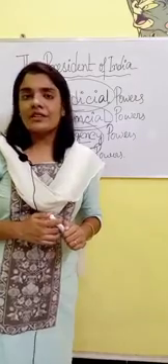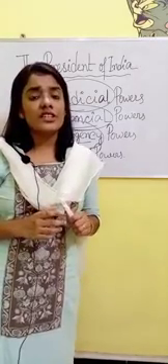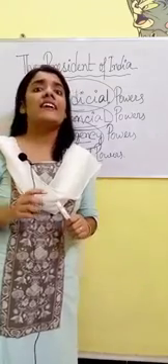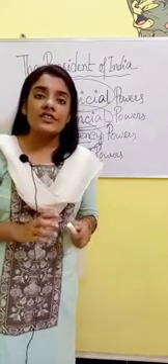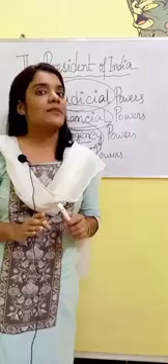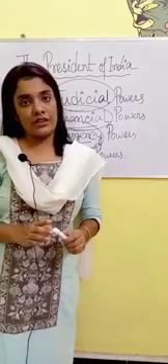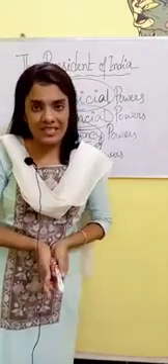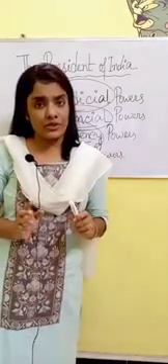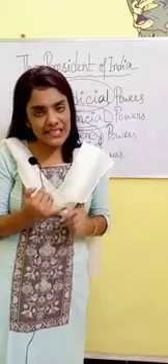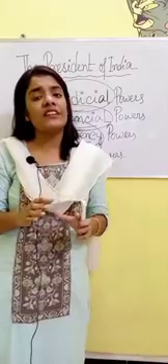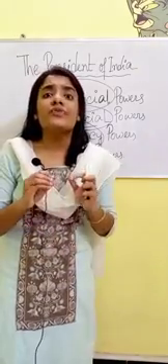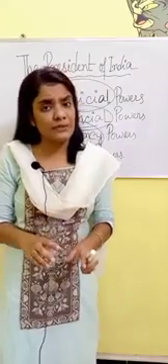What is state emergency? Whenever there is a failure in the constitutional machinery of any state, that time it is called a state emergency. And whenever there is a financial crisis within a nation, that time it is called a financial emergency. So during all these emergencies, President's rule is imposed. During national emergency, President's rule is imposed on the whole country. During state emergency, President's rule is imposed on that particular state wherever there is a failure in the constitutional machinery, and during financial emergency, again President's rule is imposed on the country.